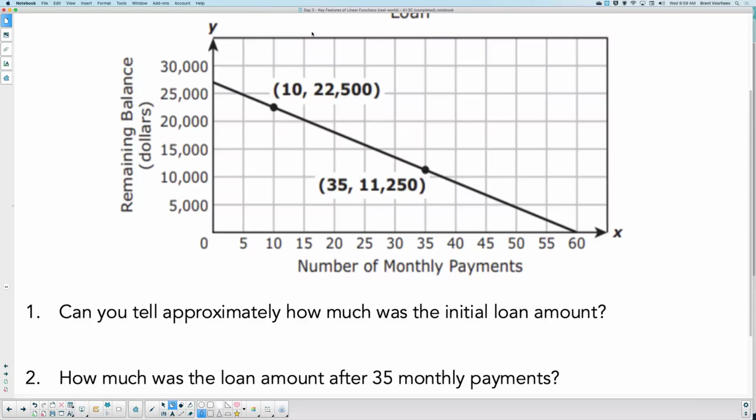Y-intercept. The y-intercept. All right, let's go to our y-intercept here. The y-intercept is right here. So this one says approximately, so that means we're going to just give our best guess. And this is in money, so I'm going to do dollars. What do y'all think that number is? 27,000? Y'all okay with guessing 27? Kiko says 27,000. That was actually what I was guessing. So let's say it's $27,000. That's our initial loan amount.